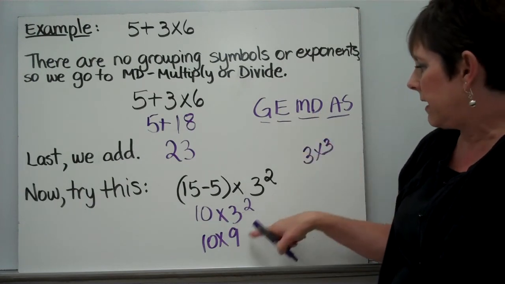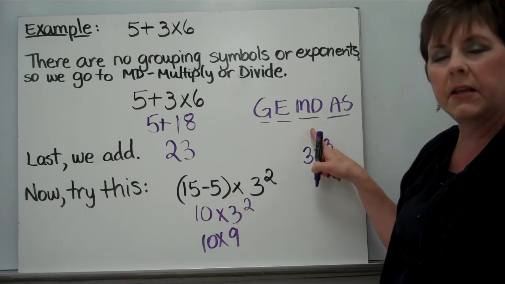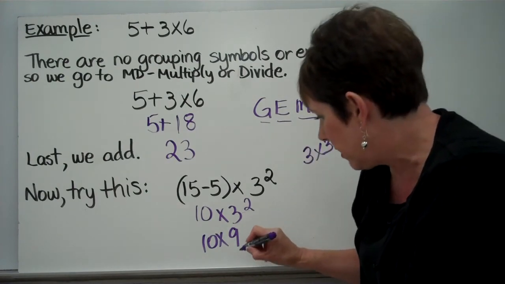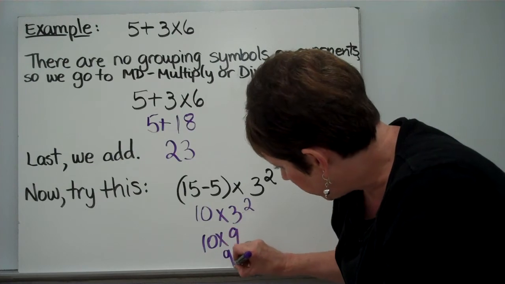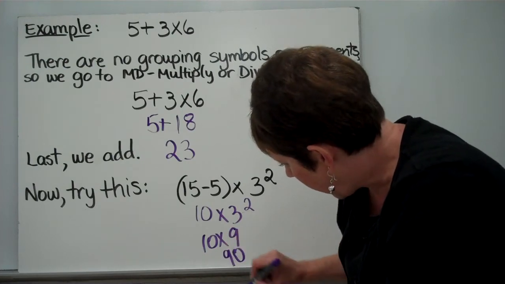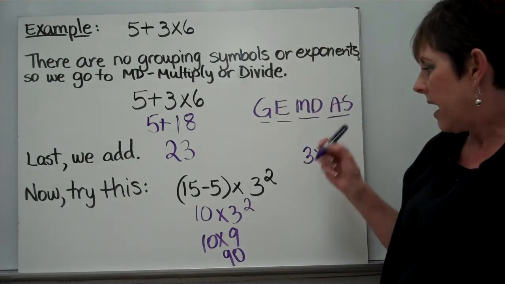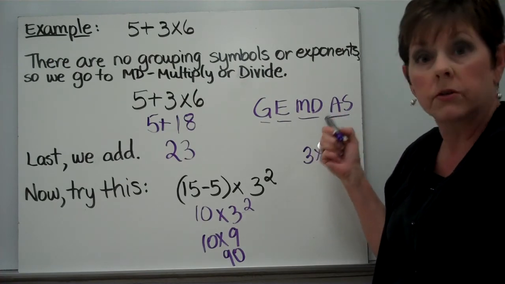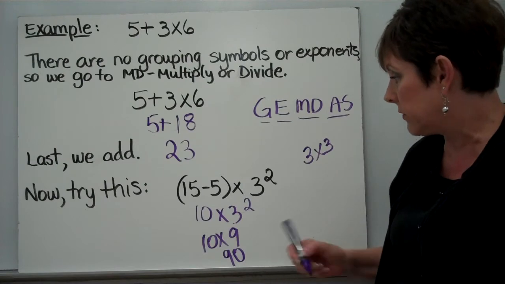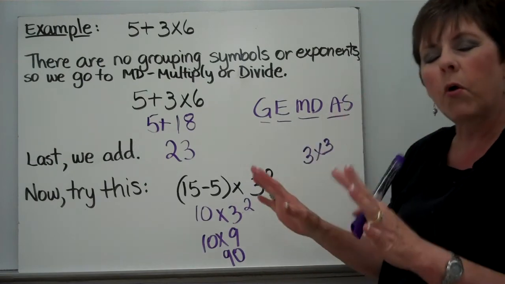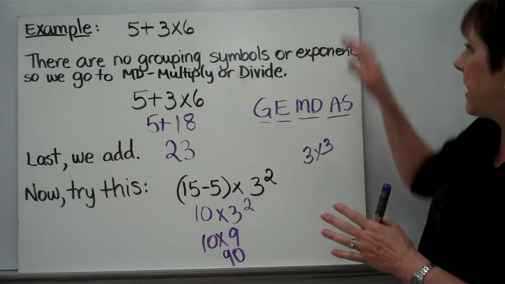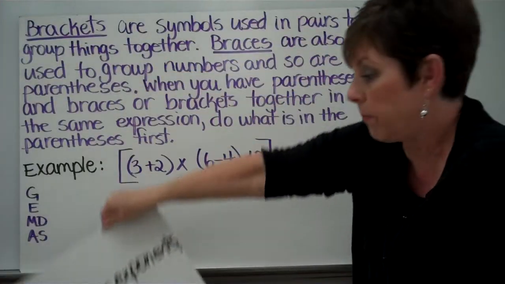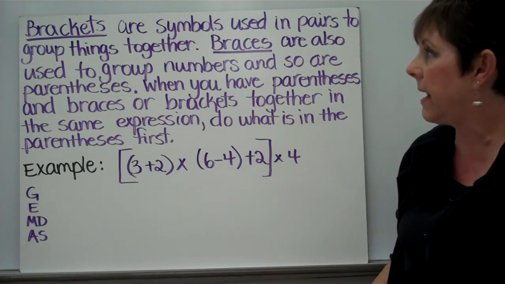Now we don't have any other exponents, so we go straight to the MD, which means multiply or divide. We do have a multiplication question, and I'm about to run out of room, so I'll put it right there. 10 times 9 is 90. Is there any dividing? No. Is there any adding or subtracting? No. So we're done, and our answer is 90. So important to do it step by step by step. You know, I've talked about that in class, how it's so important. You can't do it all in one step.